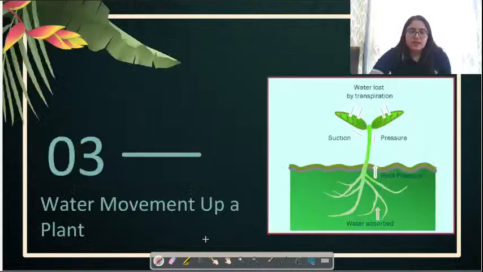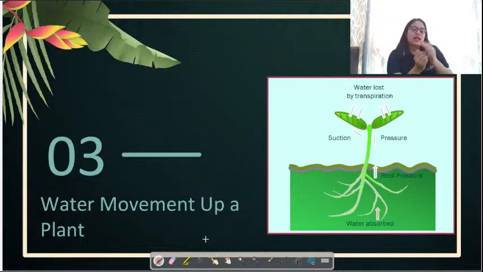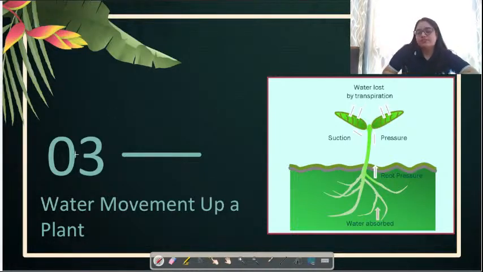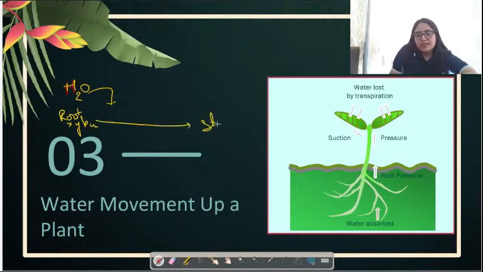Next. Till now we have discussed in detail how exactly water will be absorbed along with the minerals from the soil solution and transported to the root xylem. Here comes the next objective, my students. Now we need to understand how this water will be transported from the root xylem to the stem xylem.